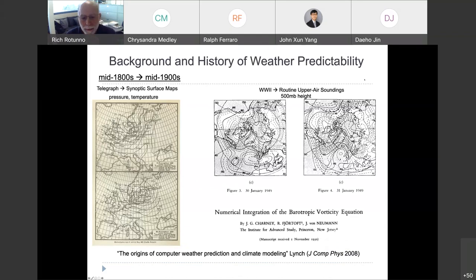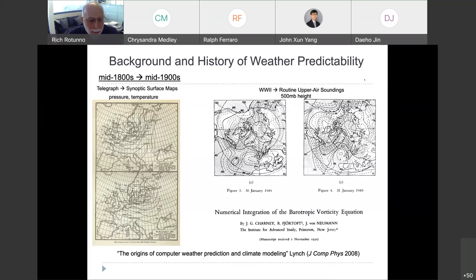So the way I'm going to structure the talk is to go over the background and history of weather prediction, weather predictability, and then a little bit about what we know from the basic theory that was developed early on in the latter part of the 20th century, and then some recent developments, and then we'll take some questions.